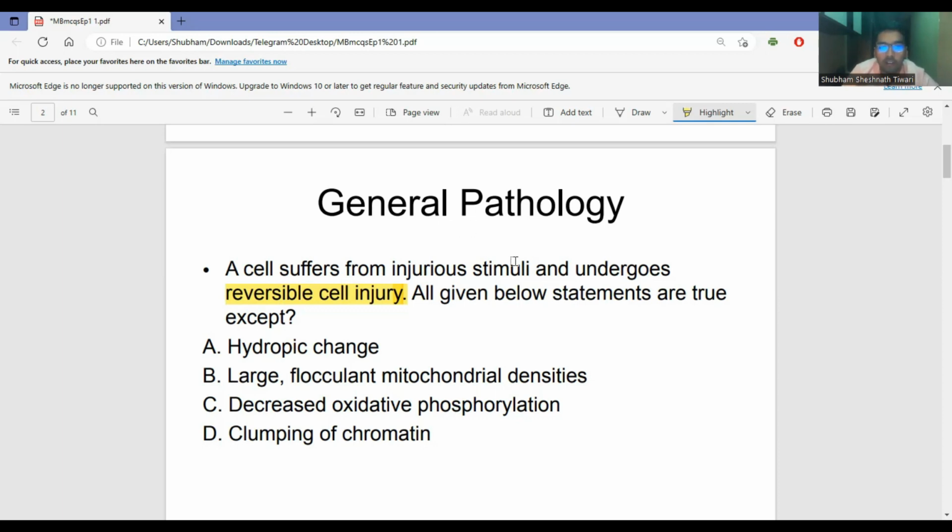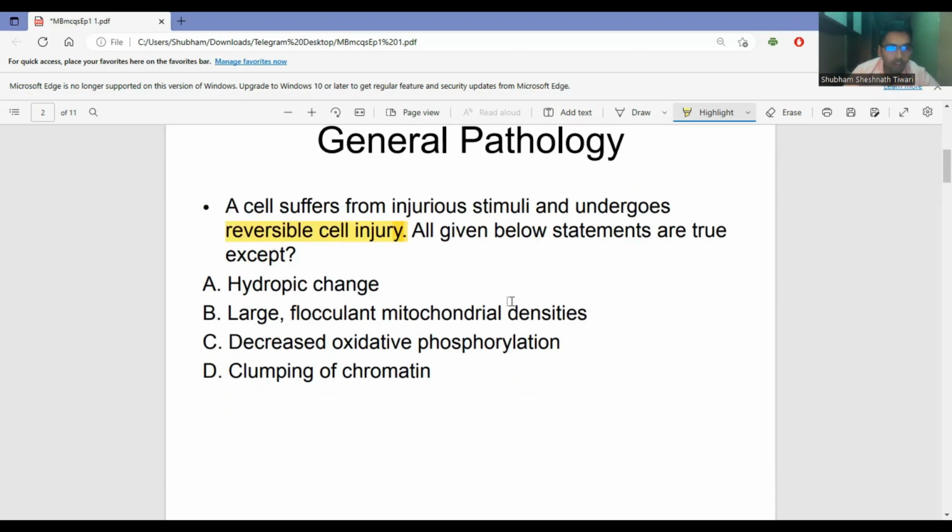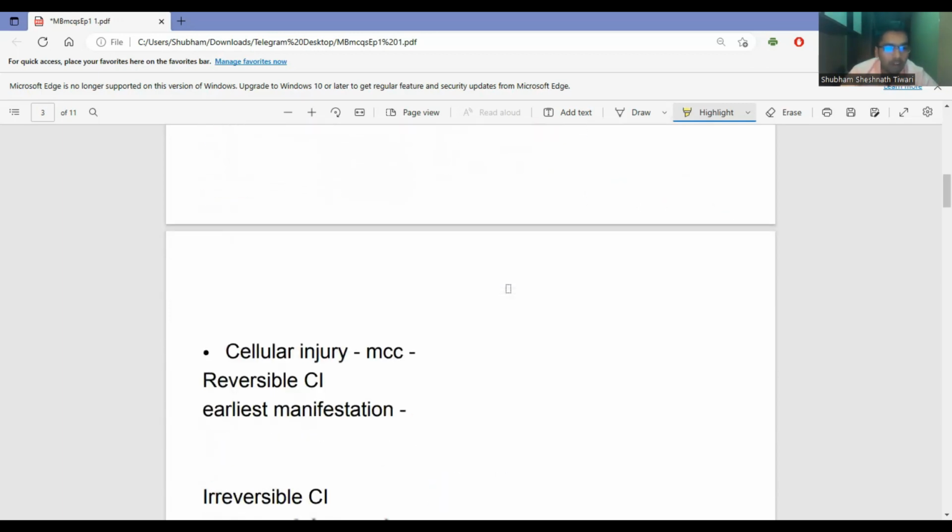All of the given below statements are true except. See, whenever such questions come, true except, false except, you need to take a deep breath and read properly and figure out what they are asking. So here they are asking us which of the following is a false statement for reversible cell injury. So these are the options: hydropic change, large flocculent mitochondrial densities, decreased oxidative phosphorylation, and clumping of chromatin.